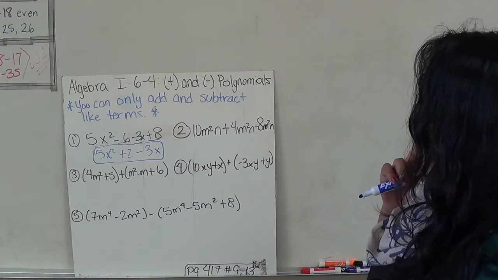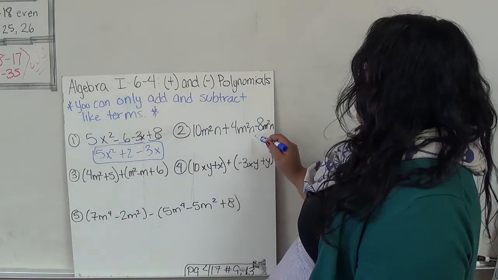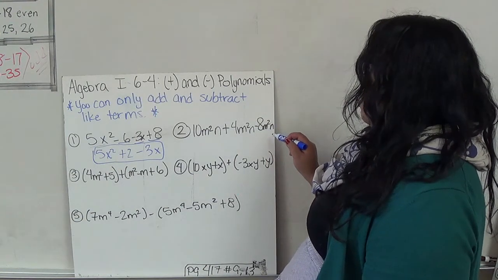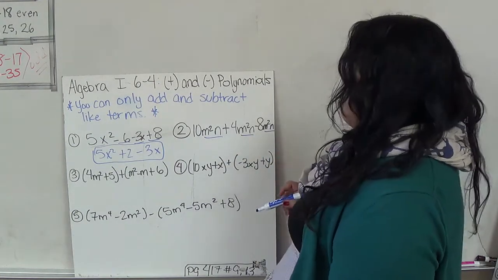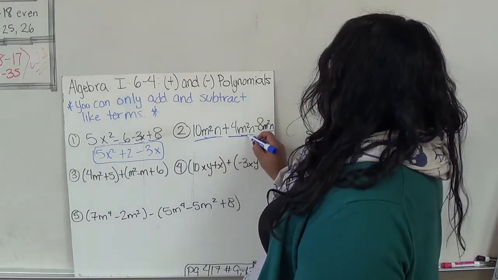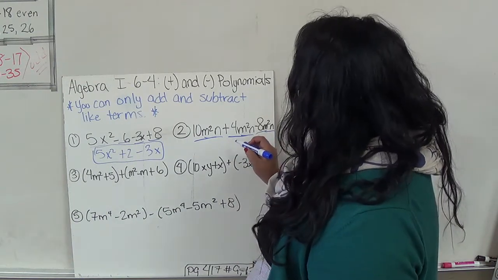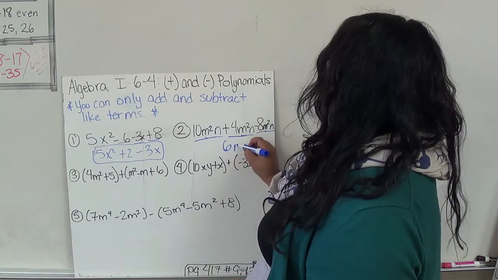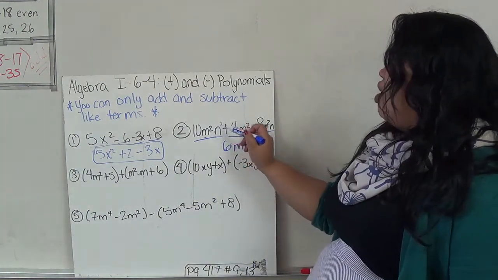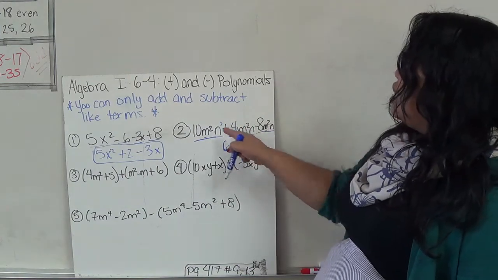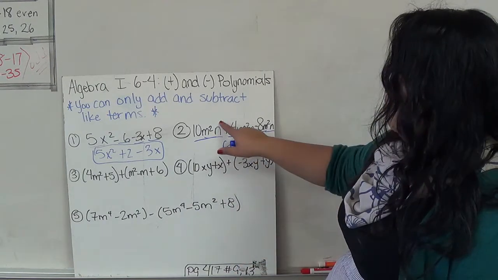The next one is 10m squared n, this is m squared n, this is m squared n. Because these are all m squared n's, I can combine them. So 10 plus 4 is 14, minus 8, 6. Yeah, positive. So 6m squared n. Let's say one of these had an n squared in it, then I couldn't combine it, because m squared n is different from m squared n squared. So please keep that in mind. Okay?